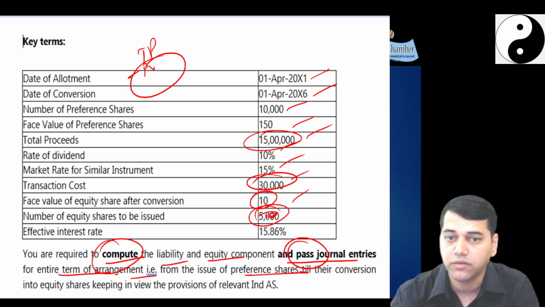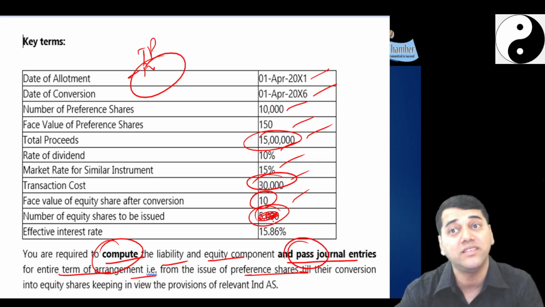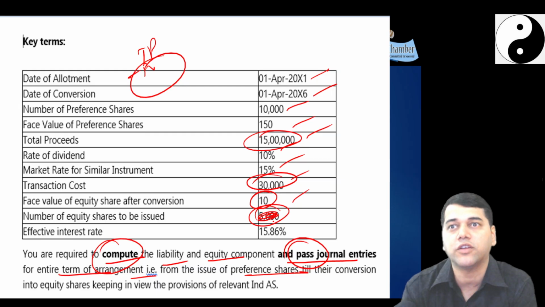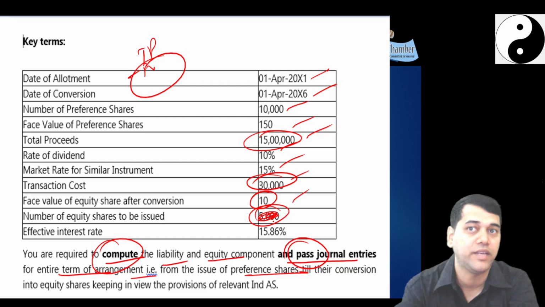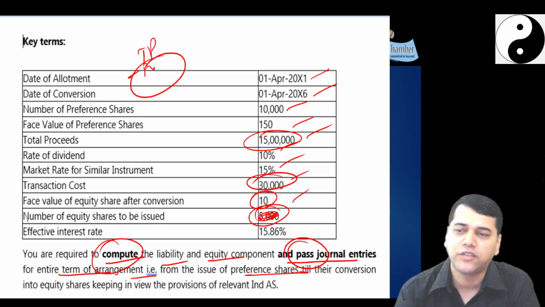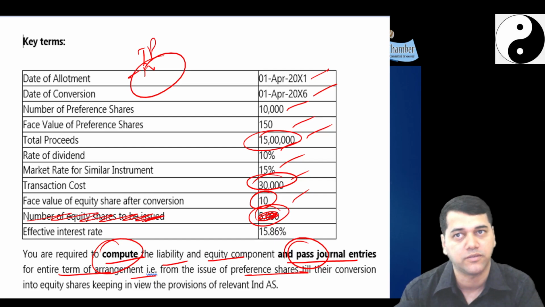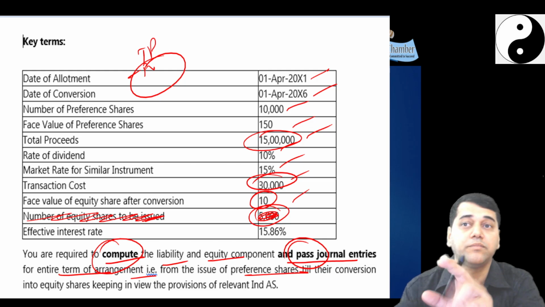If this was not given, then you can reasonably assume, because if it is not given, do you know whether it is fixed or variable? Unless they tell you variable, it is a subject matter of assumption. Yes, your question is very valid. If the question is silent, they said compulsorily convertible but do not say how many shares, then it is a subject matter of assumption.